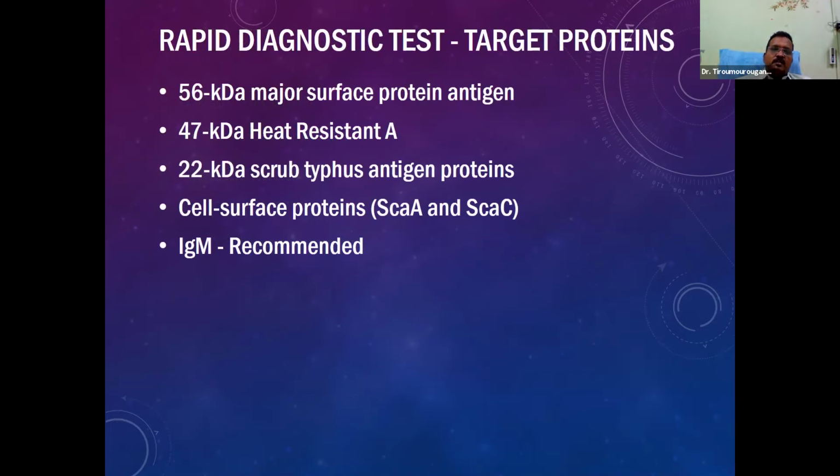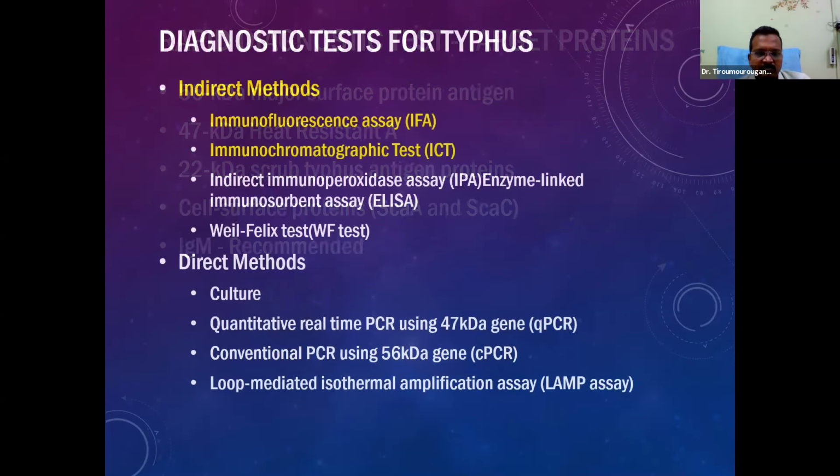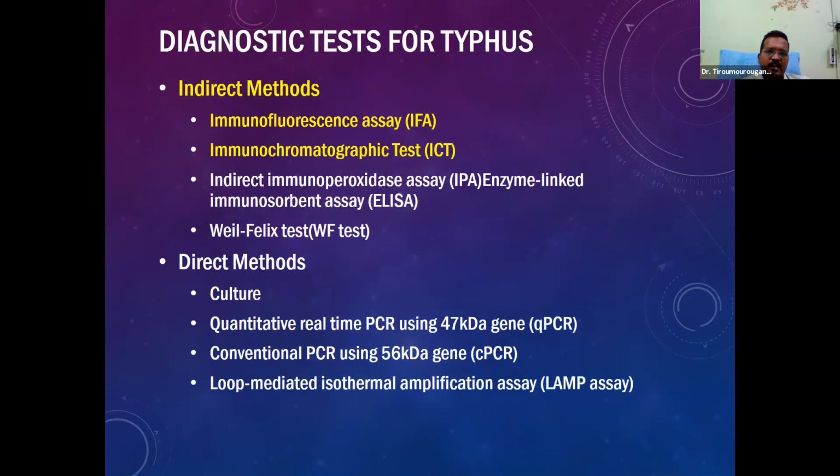Now, if you look at scrub typhus as such, there are a huge number of antigens. The problem is there are about 20 or 25 serotypes of scrub typhus, and these antigens have a lot of variability. So it's actually difficult to pick one single antigen for a rapid antigen RDT. So most tests use only the IgM. Again, a huge panel of tests. We have indirect tests which look for antibodies or antigen, and then we have the direct tests. Among the indirect tests, the ones which have some relevance would be the immunofluorescence assay and the immunochromatographic test.